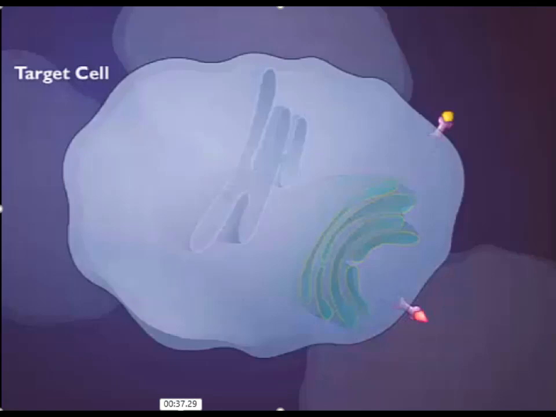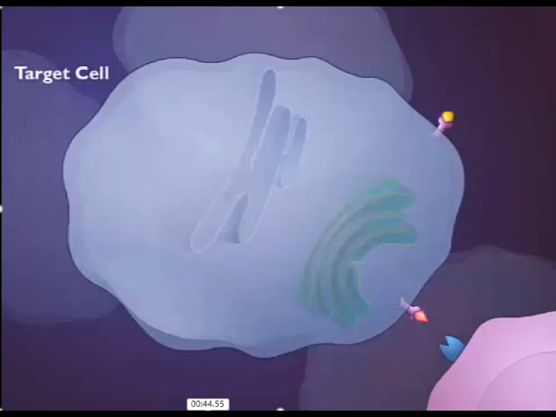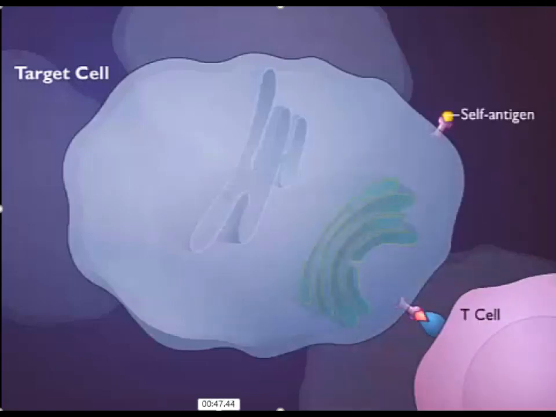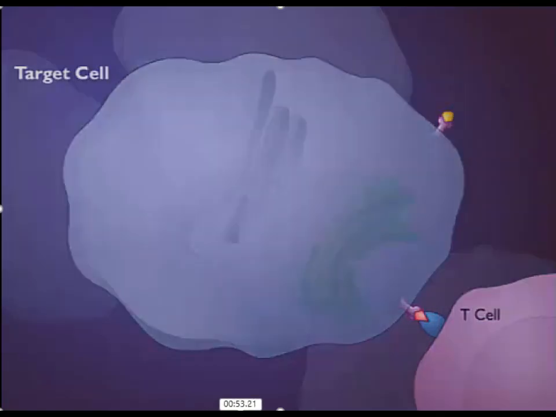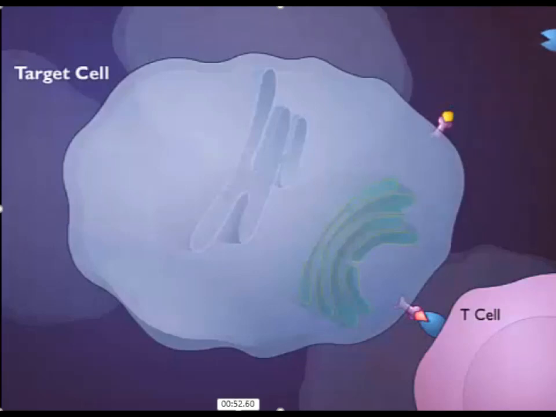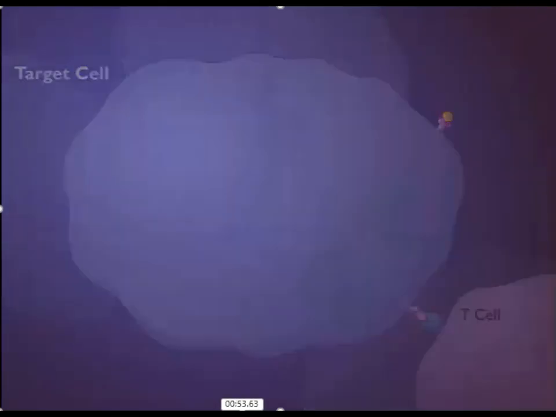And when the cytotoxic T cell binds to it specifically, then it's like, there you are. It's going to activate the T cytotoxic cell, and it's going to blow the cell up. So it gets activated that way and makes many, many more T cytotoxic cells, and then goes around and looks for that particular antigen.